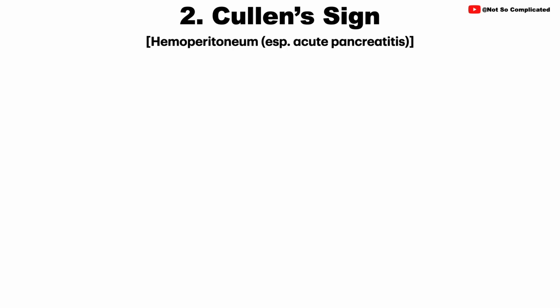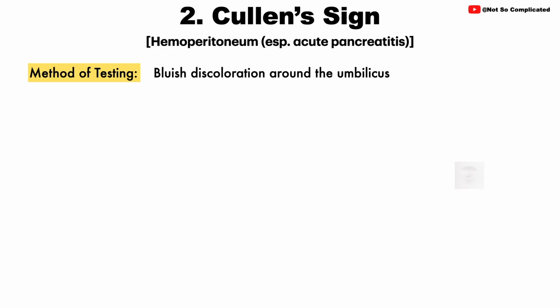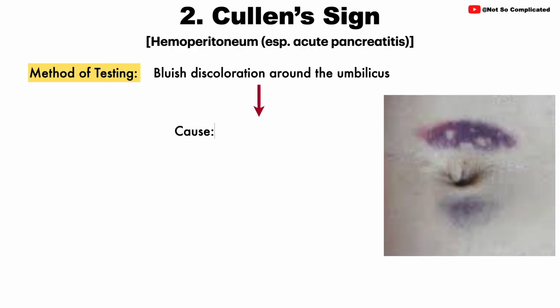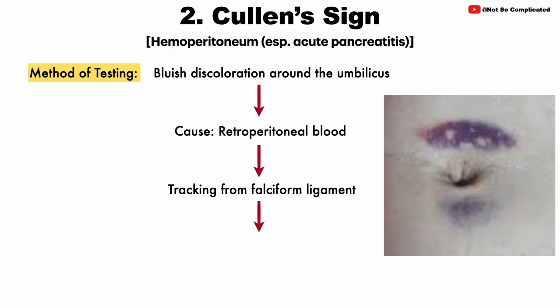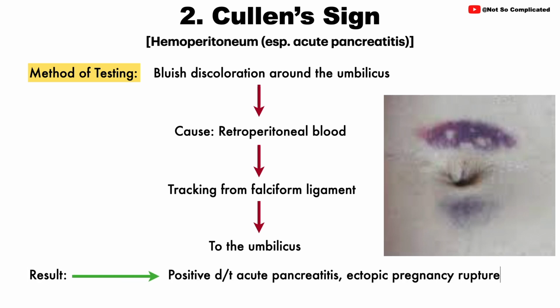The second one is Cullen's sign. It is usually seen in hemoperitoneum, especially in the case of acute pancreatitis. This is a visual test: there will be bluish discoloration around the umbilicus, and the cause is that retroperitoneal blood tracks from the falciform ligament to the umbilicus. That is why this sign is seen. It is also a very common sign in ectopic pregnancy rupture, so you have to consider that too.